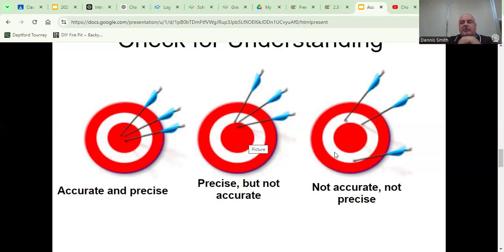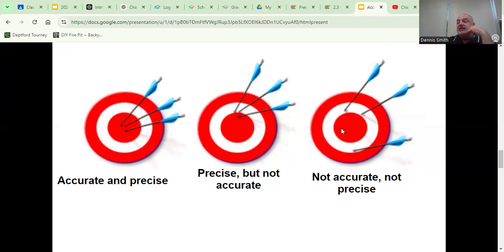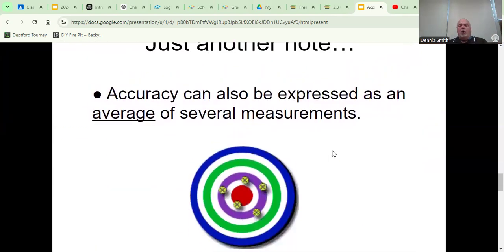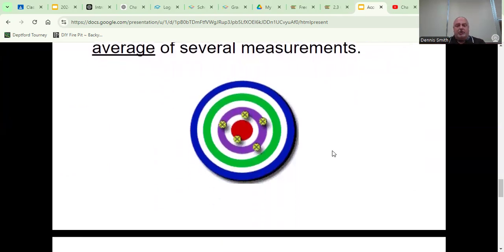Okay. And then these three arrows, none in the bullseye, none really close to each other. As a group, they're not really close to each other. So therefore, it's neither accurate nor precise, because they're spread out all over the place. So also, accuracy can be expressed as an average of several measurements.